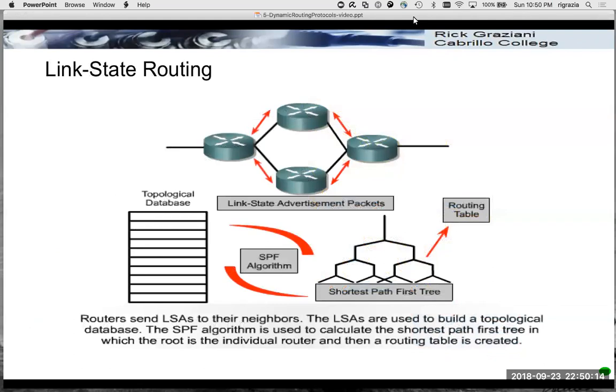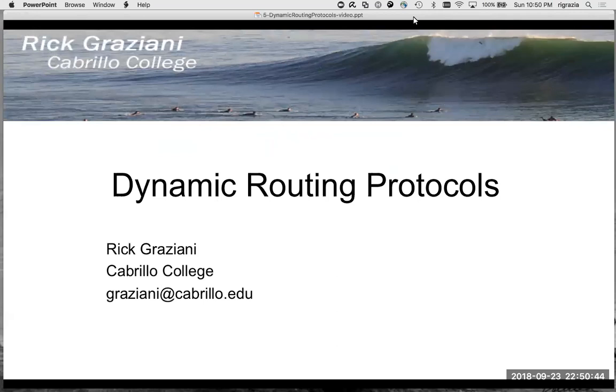Okay, so we'll explain more of this later when we get into link state operations, but it's all about sharing link state information and using a topological database to then run the SPF algorithm, come up with the shortest path tree, and offer the best paths to the routing table. Don't worry about the details right now. We're going to be getting into that when we look at link state operations. Okay, so that's an introduction to dynamic routing protocols. A lot more to follow.